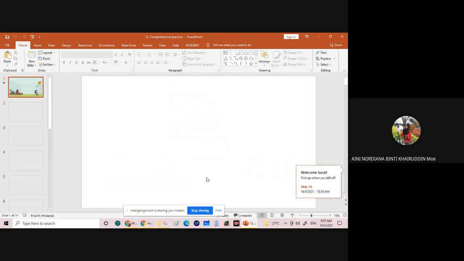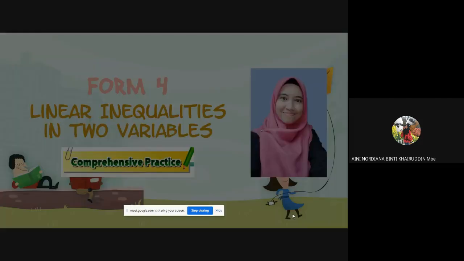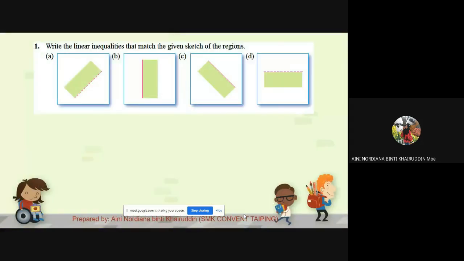Okay, semalam kita dah tengok sepintas lalu. Okay, soalan nombor 1.